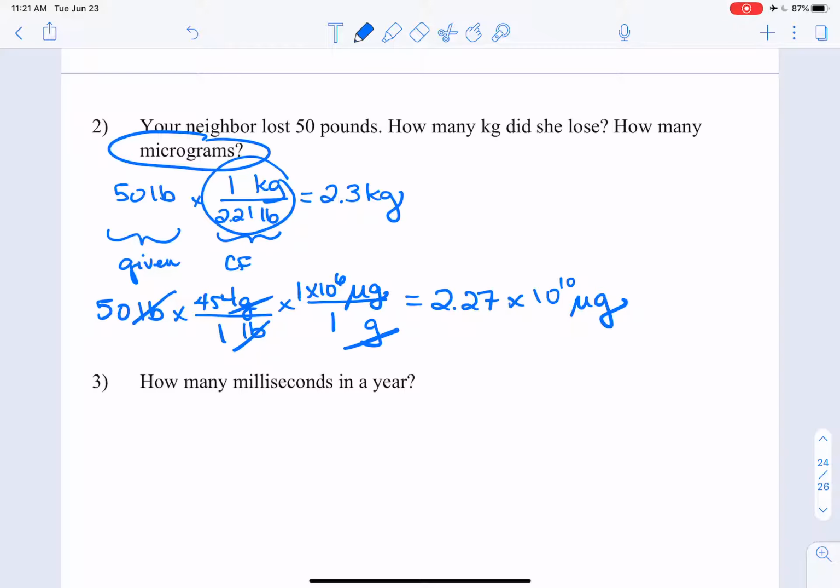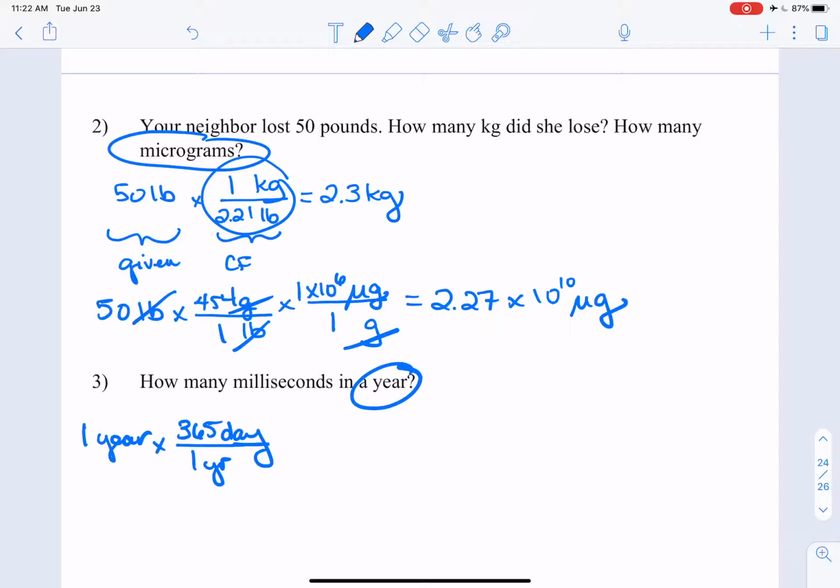Now, number 3 says how many milliseconds in a year? So what is our given? It's year. It's asking for milliseconds, so that's not our given. So we go ahead and we start with year. Okay, so that's our given there, and now we're going to need a conversion factor to somehow get to milliseconds. So what you guys can do is just start throwing equivalent statements out there. So for every 1 year, what do you have? Most of us will say 365 days.